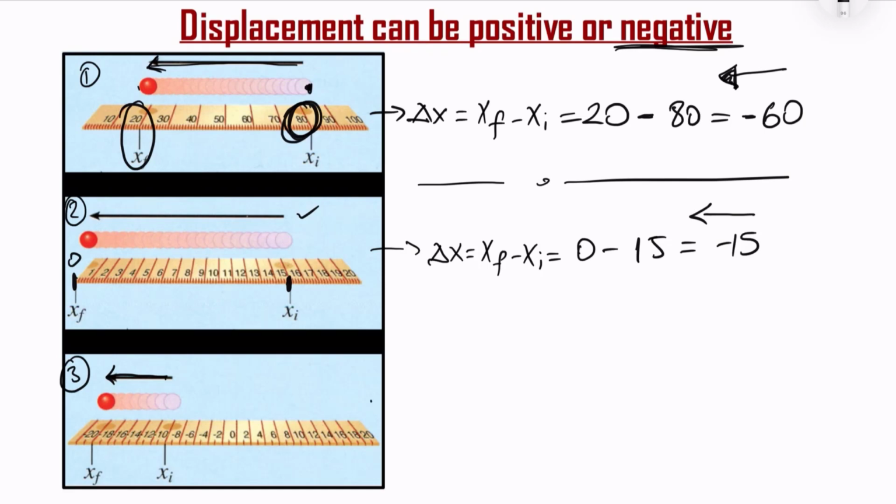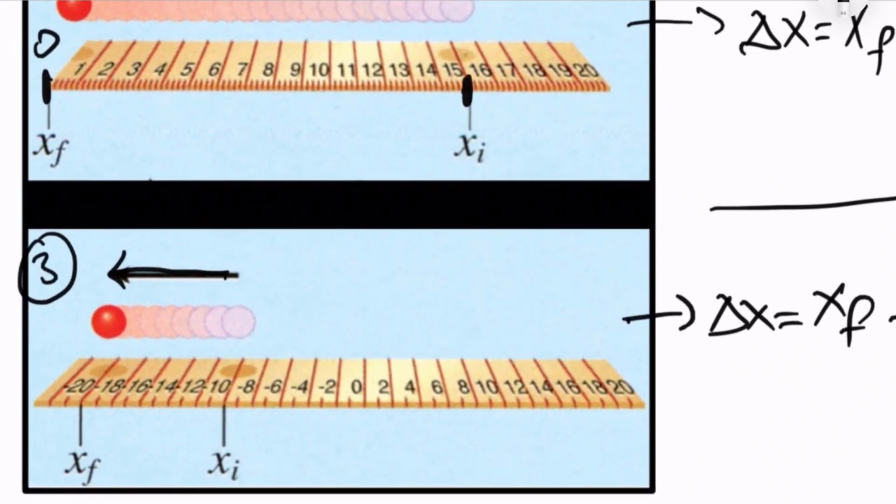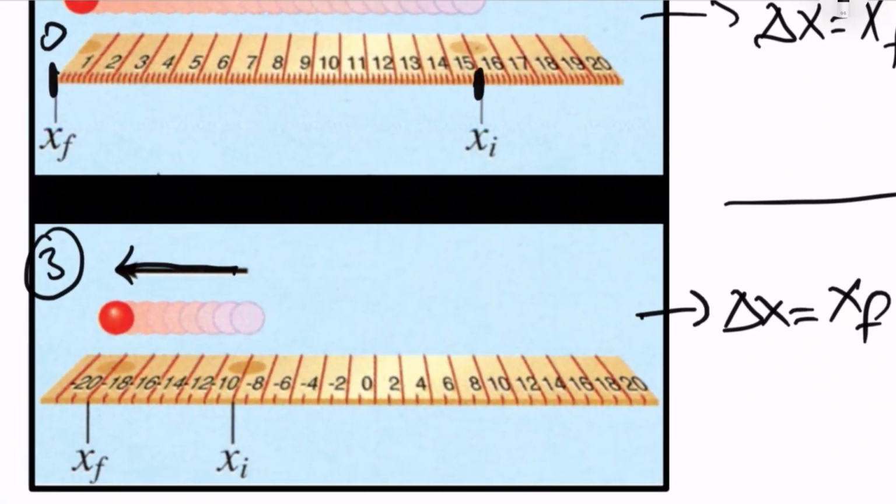And the third one. I'll rewrite the formula: delta x equals x final minus x initial. Writing the formula at every single step of the solution is very useful. It can protect you from making any kind of mistake. Here, as you look at it, I will zoom in. It moves from negative 10 to negative 20. So it moves from here to here.